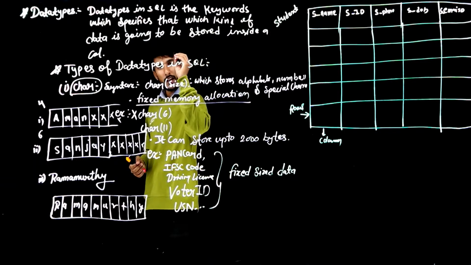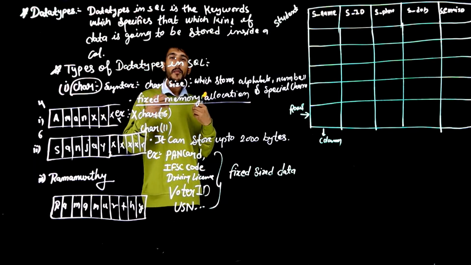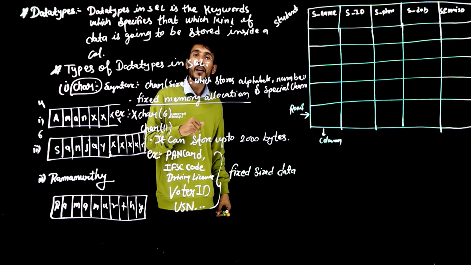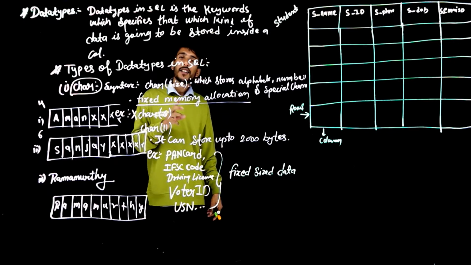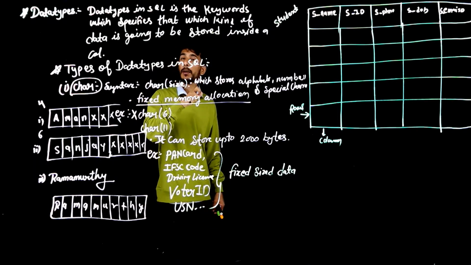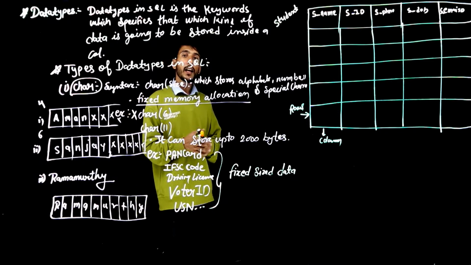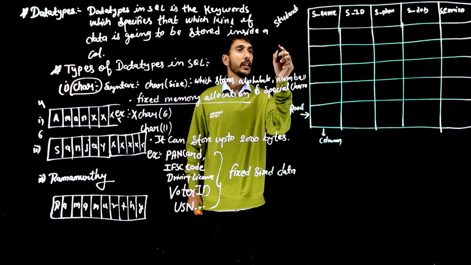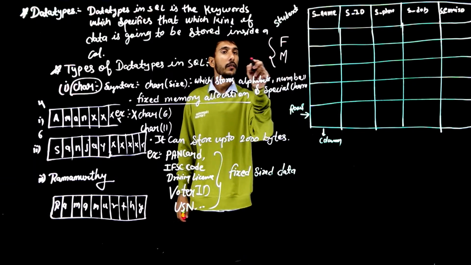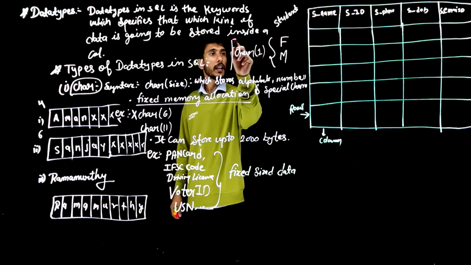One more very important attribute is gender. We have only two genders, male and female. Female is of how many characters? Six, and male is four. But majorly we denote them with F and M. If we denote them with F and M, we can use char of size 1.